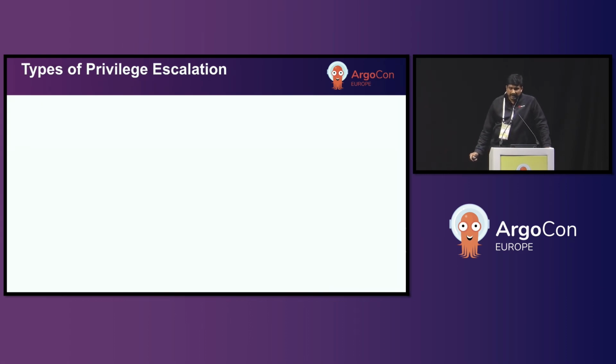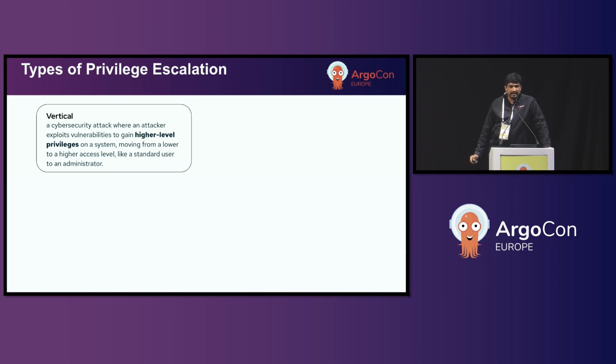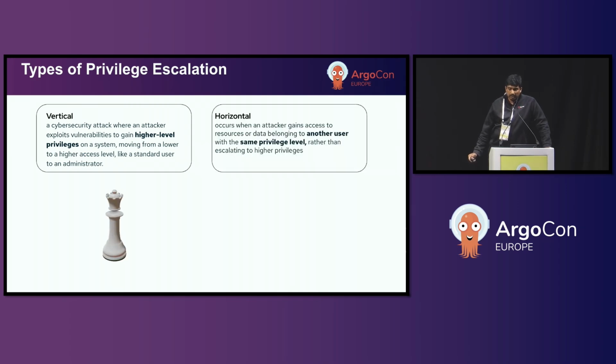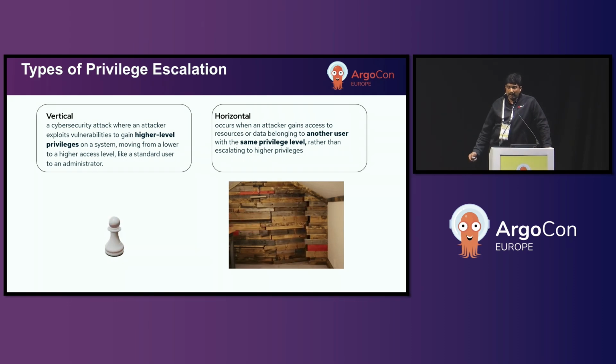Next we can see what the types are. There is a vertical privilege escalation, which is what we discussed now: a user with low-level, less privileged access becomes highly privileged. The example is the pawn promotion. Next, we have the horizontal privilege escalation, where in a multi-tenant scenario, there could be a tenant admin for one tenant, and he tries to become the tenant admin of another tenant. It's like you have a house, but you have a secret door, and you move on to the next house. This is the most common thing that we have in Argo CD and the multi-tenant use case.